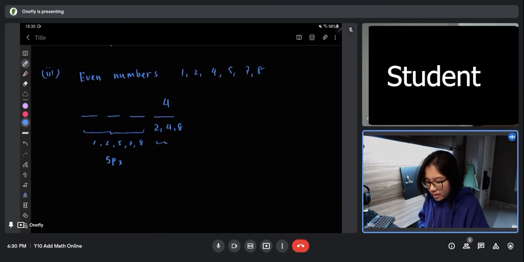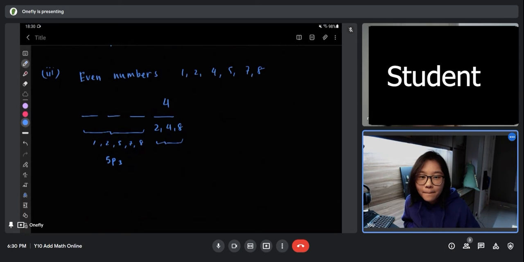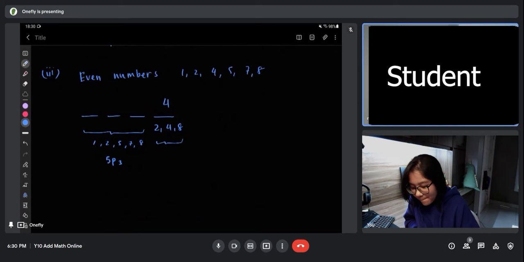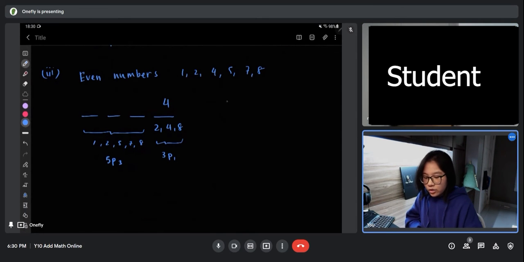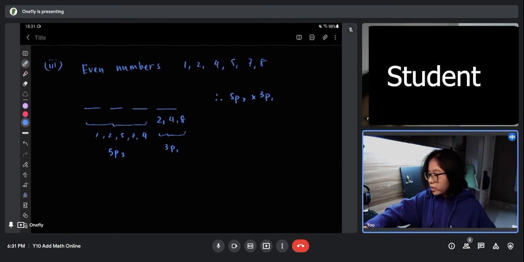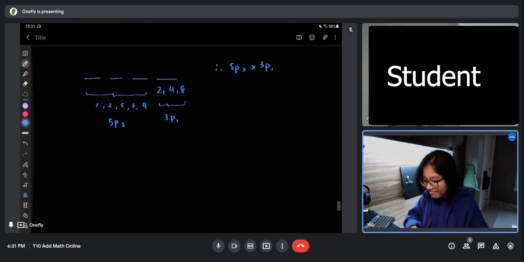So this one, what's the calculation for this one before we continue? 3P1. That's it. So the final calculation is 5P3 times 3P1. Any questions before we move on? No. Okay.